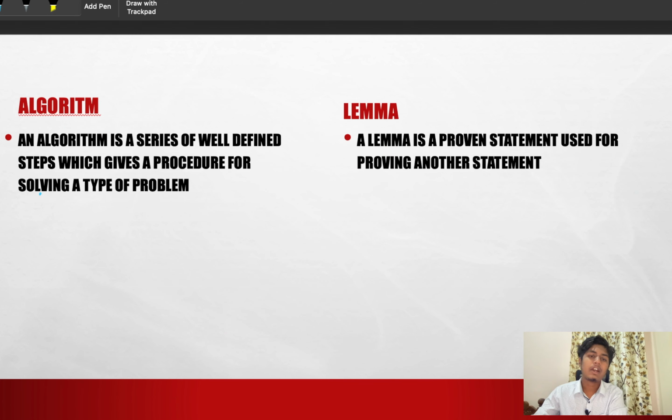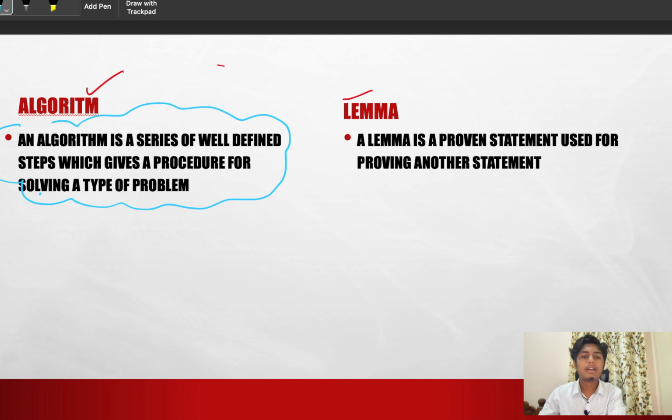So the difference between the algorithm and lemma. An algorithm is a series of well-defined steps which gives a procedure for solving a type of problem. An algorithm does not have any kind of proof, but by following the steps we get a final correct answer. Lemma is a proven statement used for proving another statement.